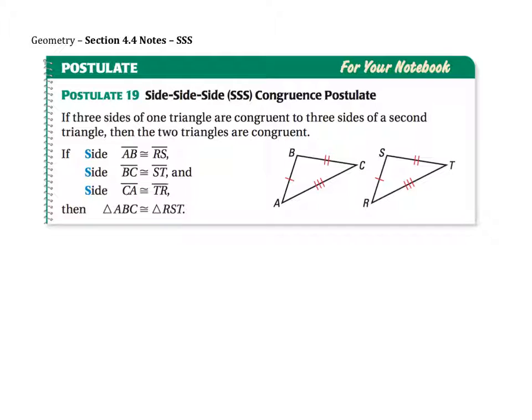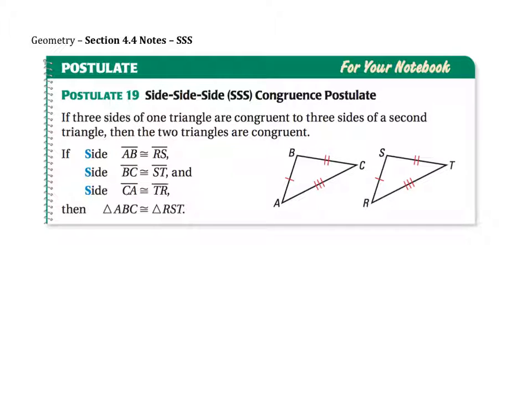It states if three sides of one triangle are congruent to three sides of a second triangle, then the two triangles are congruent. Previously, in order to prove that two triangles are congruent, we had to prove all three side pairs are congruent and all three angle pairs are congruent. So this postulate gives us our first shortcut. If we can prove that all three sides of one triangle are congruent to all three sides of a second triangle, then those two triangles are congruent.